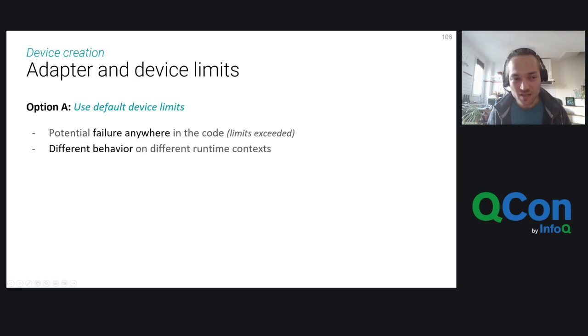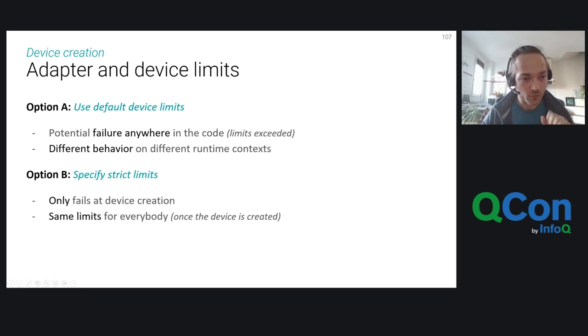So this is really not convenient and something really to avoid. Instead, you really should specify limits when creating the device. This means it might fail the creation of the device, but it will fail right away, and you will know that the device just doesn't support the requirements of your program. Stating the limits is stating the minimal requirements of a program.